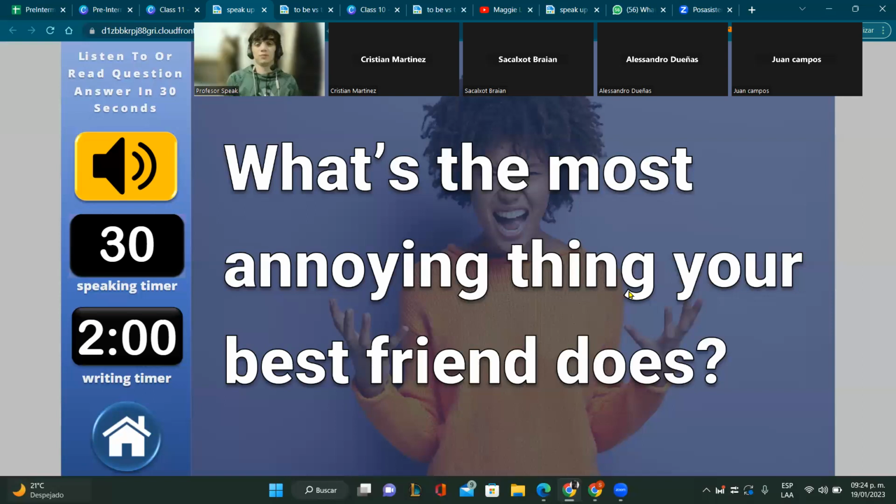The most annoying thing that my friend does is smoke near to me. Smoking near me. Very good. Don't forget that actually we have two options. After the most annoying thing my best friend does is, después de ese is, lo que le continúa lo pueden poner en ing o usando el infinitivo, que es to smoke near me, or smoking, talking, calling me, whatever.